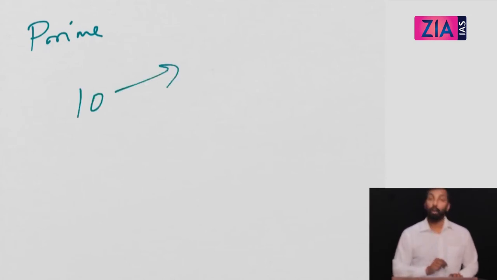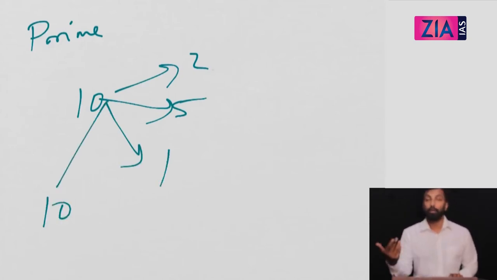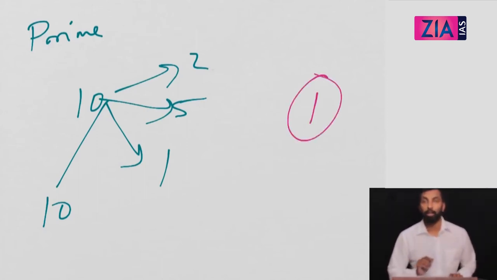You take 10, 10 is a composite number. Why? 2 is a factor, 5 is a factor, 1 is a factor, 10 is a factor. More than 2 factors. So we call it a composite number. And what about 1? 1 is neither a prime number nor a composite number.